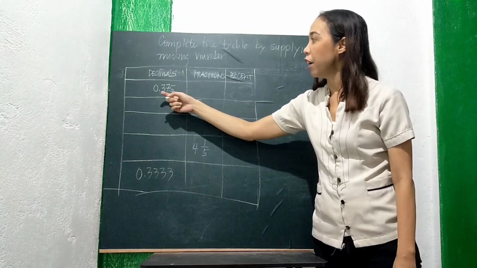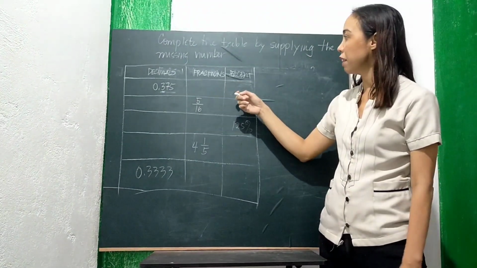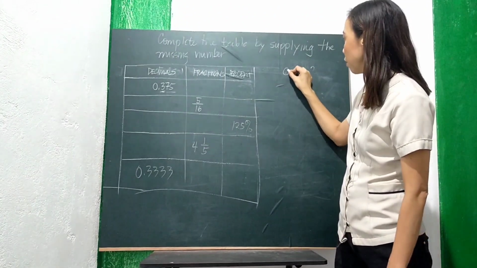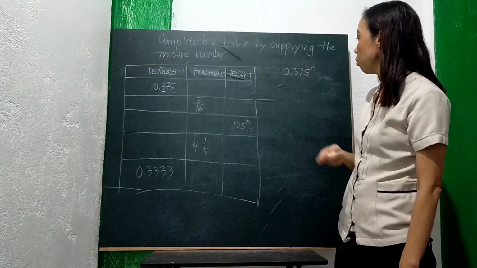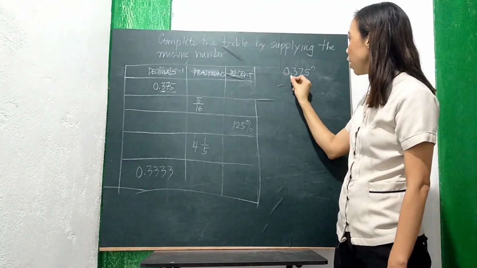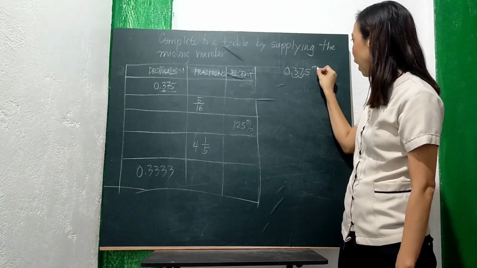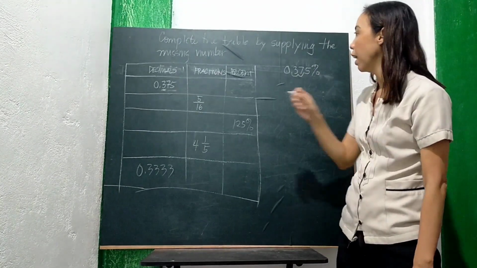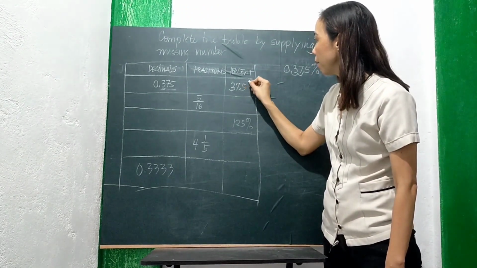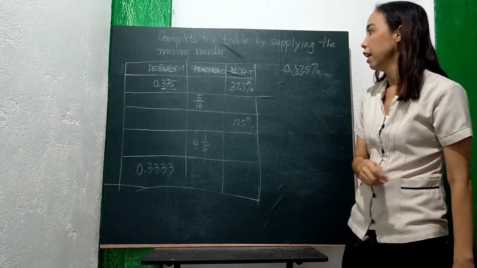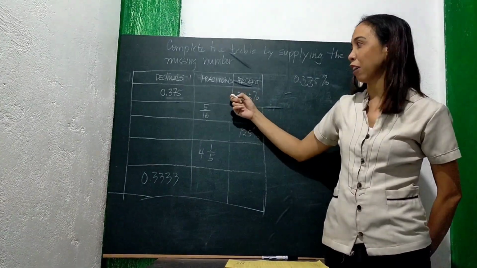So first, 0.375. We will convert this into percent. We have 0.375. So we will just move the decimal point 2 places to the right. 1, 2, and have your percent symbol. The answer is 37.5%.